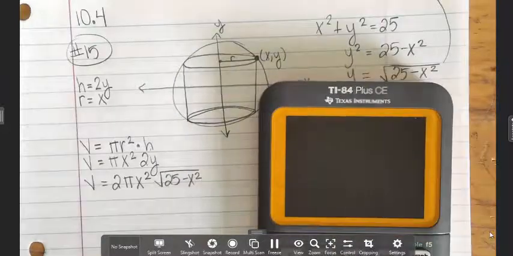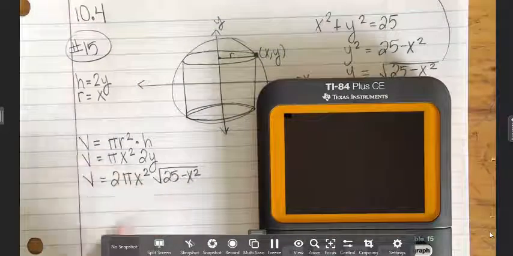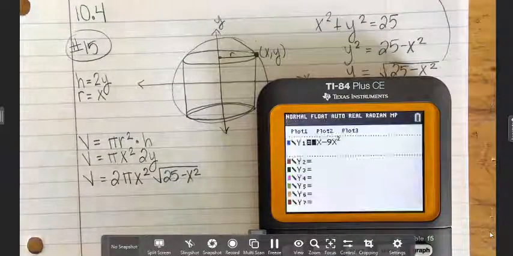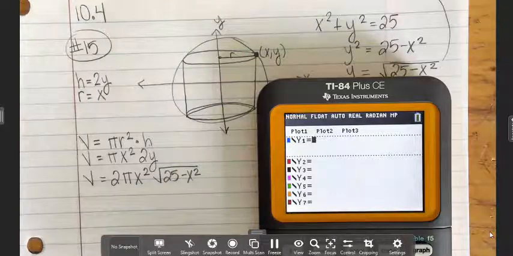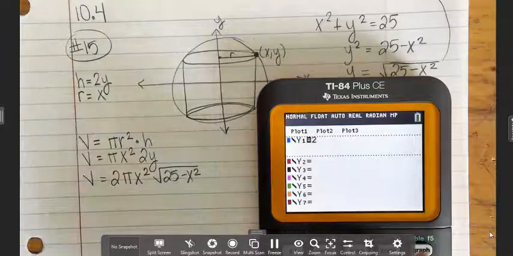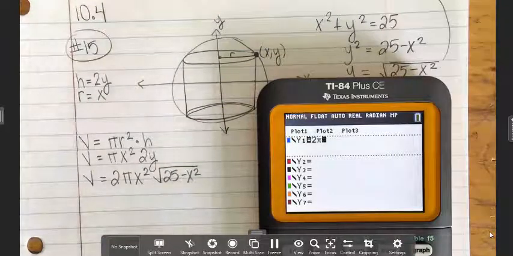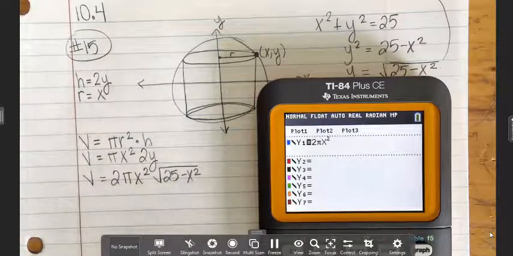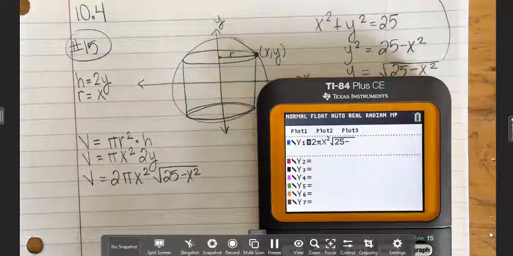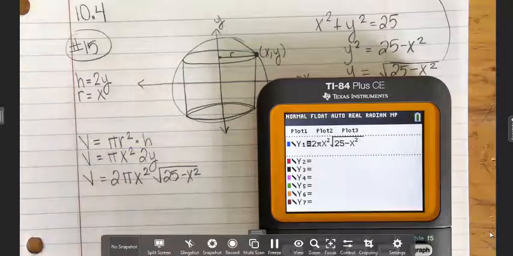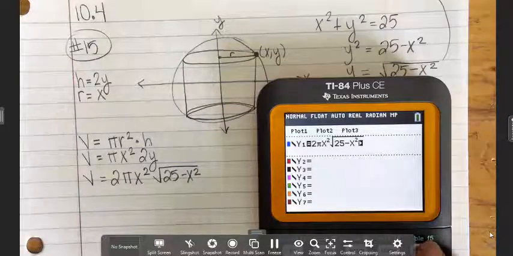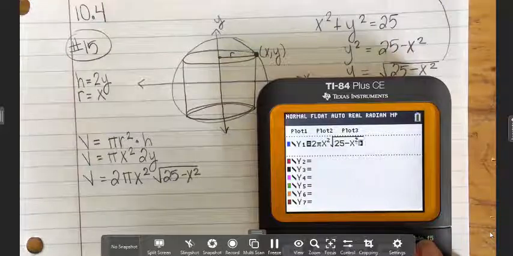Excuse me. This would be really hard for me to figure out the maximum on my own, so I'm going to use my graphing calculator. So I'm going to go, let's see, 2 pi x squared square root of 25 minus x squared. We should be good to go. Now I'm going to go ahead and graph this.